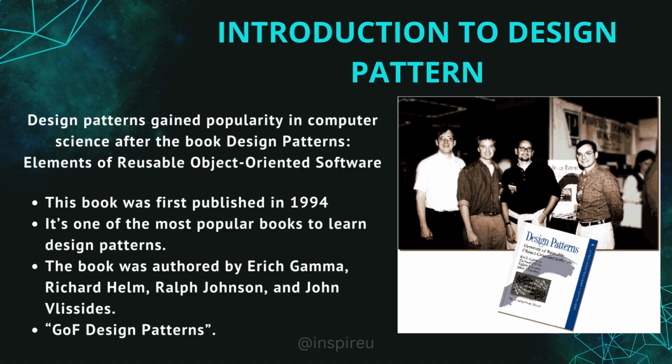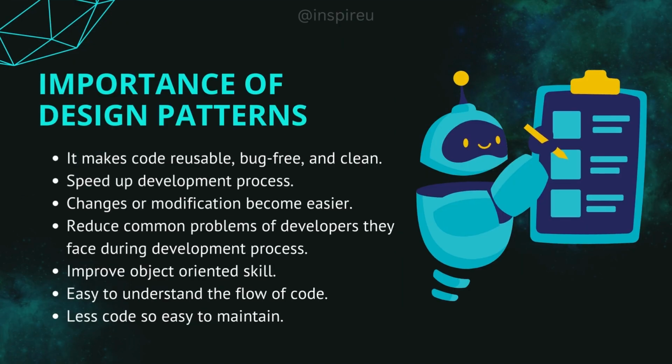Design patterns became more popular in computer science after the publication of the book named Design Patterns: Elements of Reusable Object-Oriented Software. This book was first published in 1994, and it's one of the most popular books to learn design patterns. The book was authored by Erich Gamma, Richard Helm, Ralph Johnson, and John Vlissides. It got nicknamed the Gang of Four Design Patterns because of its four authors.